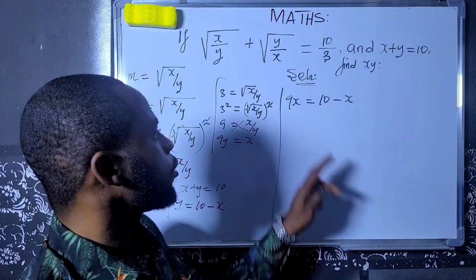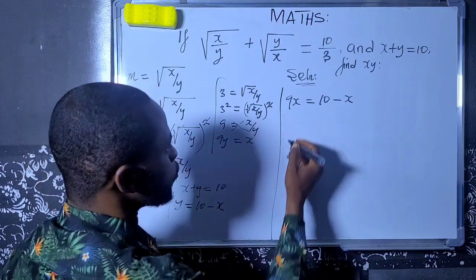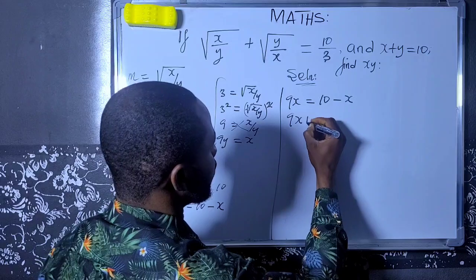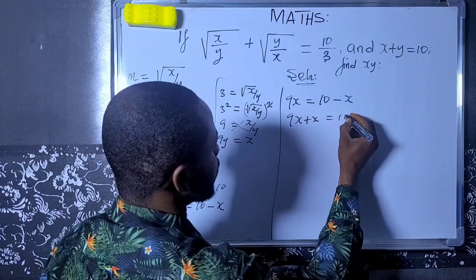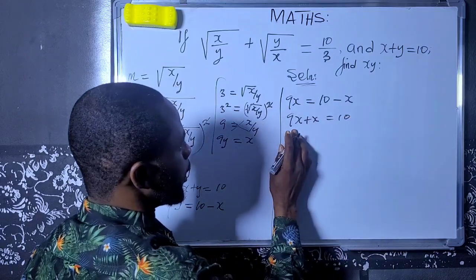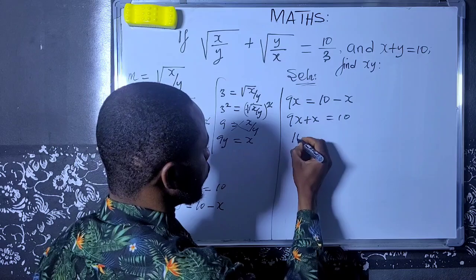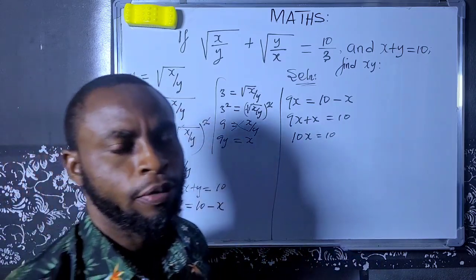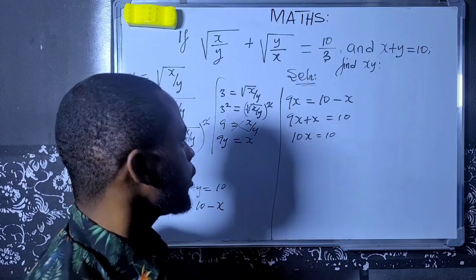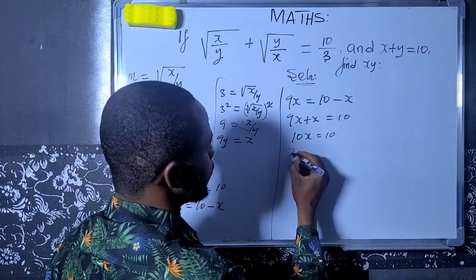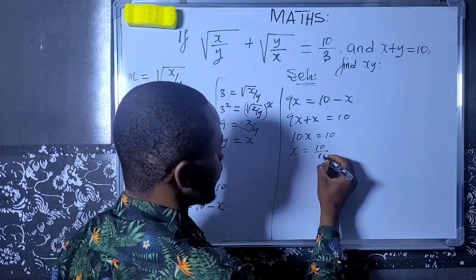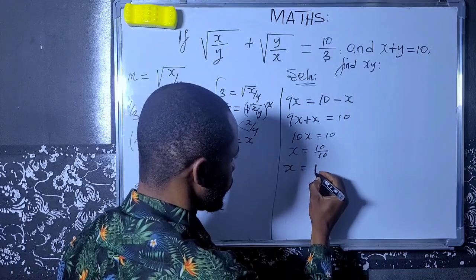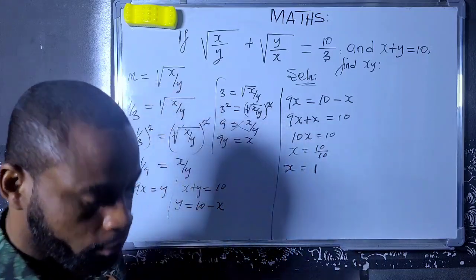Then if you collect like terms, we have 9x, and if we move minus x across, it becomes plus x equals 10. As such, we have 9x plus x, that gives us 10x equals 10. Then to get x, we divide both sides of the equation by 10, and with this, x equals 10 divided by 10, and x equals 1. And this is the value of x.